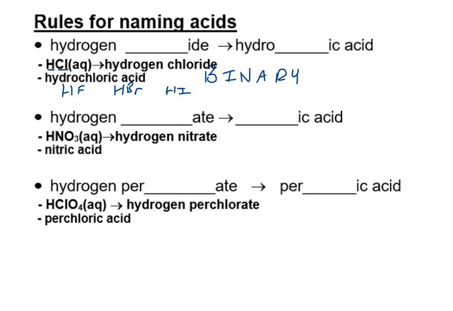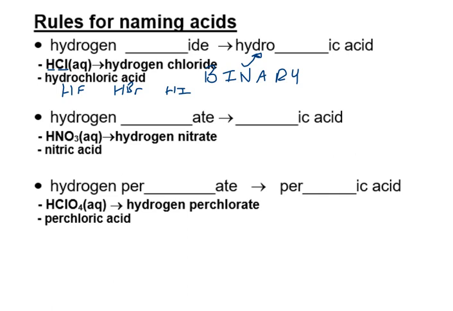Those ones are pretty straightforward. What you have to remember, though, is that the binary ones get the word hydro at the beginning. Make sure you hear this, guys, only if it is a binary acid does the word hydro come at the beginning. Anything that is not binary, like this one that involves a polyatomic, does not get the word hydro at the beginning, but it may still end in the word ic acid.